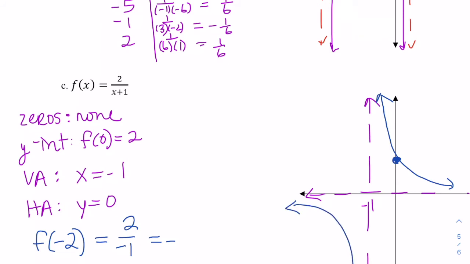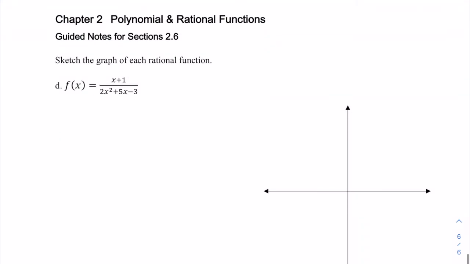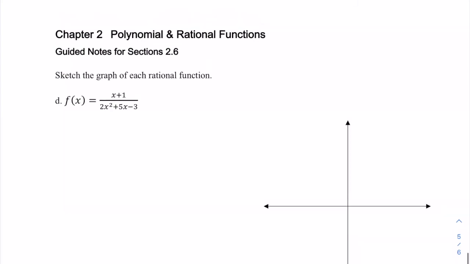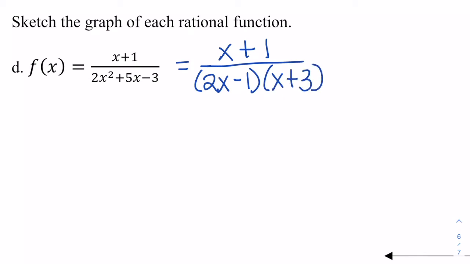Notice that it'll be a smooth curve and the functions will get very, very close to those asymptotes. Now for D, make sure that we, again, factor whatever we can. So this denominator, 2x squared plus 5x, well, that's going to be 2x minus 1 and x plus 3. Right, 2x minus 3. And so that we get 6x minus x.